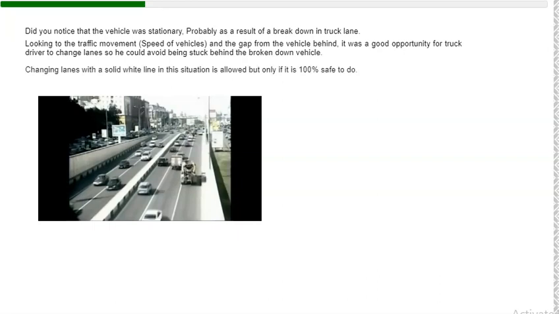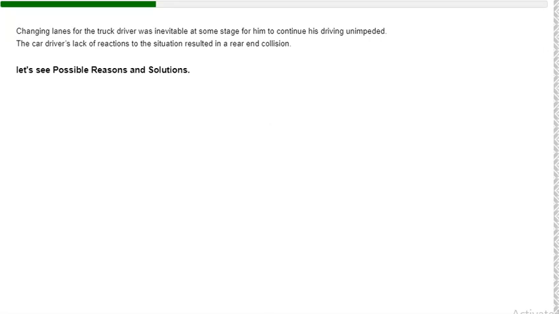Changing lanes with a solid white line in this situation is allowed but only if it is 100% safe to do so. Changing lanes for the truck driver was inevitable at some stage for him to continue his driving unimpeded. The car driver's lack of reaction to the situation resulted in a rear-end collision. Let's see possible reasons and solutions.